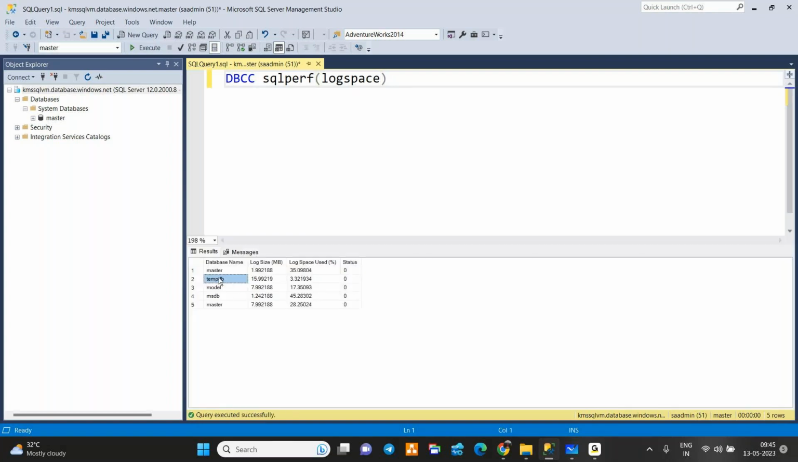Are you able to see? But here I'm a little bit confused, even myself. I asked most of the people why I am able to see two master log files. I'm still confused. I searched in Google and couldn't find anything. Okay, let it be, no problem. But whenever you run DBCC SQLPERF(LOGSPACE), you will see tempdb, model, msdb, master.